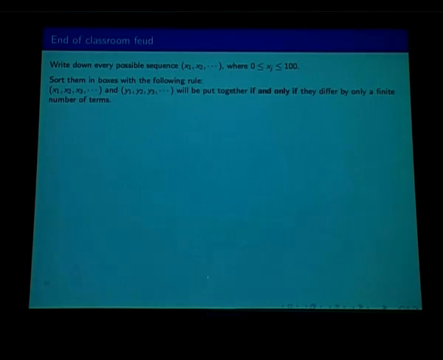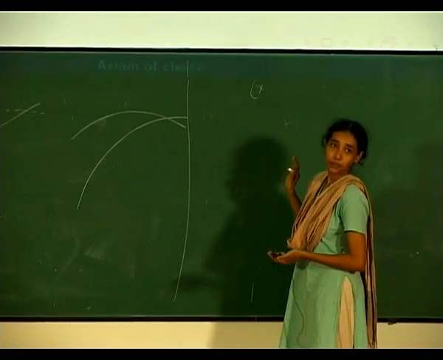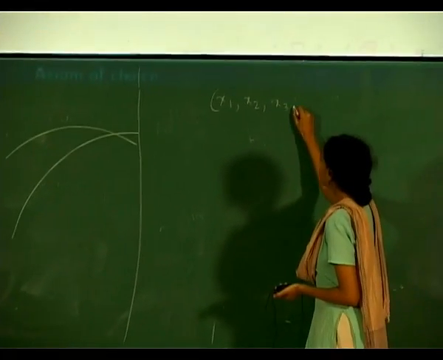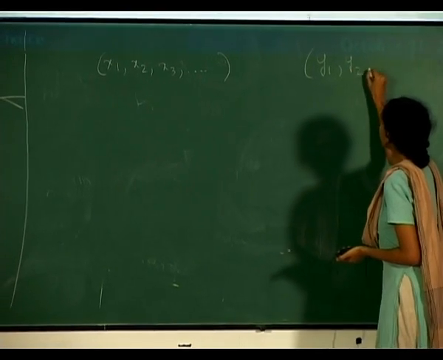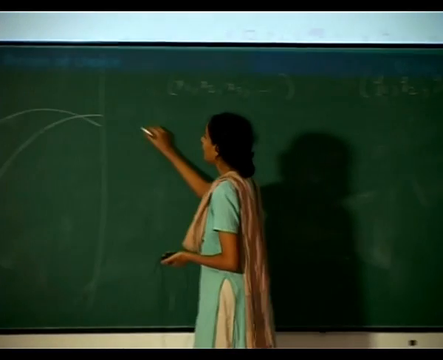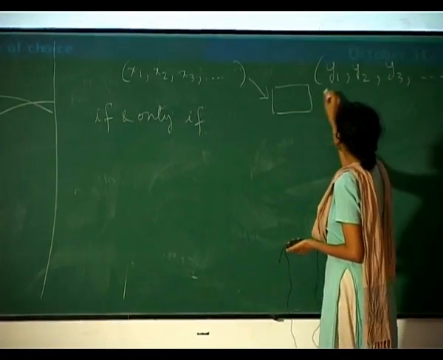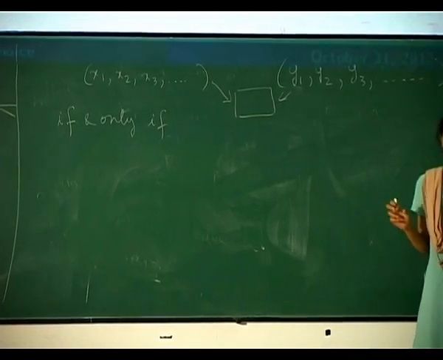They write these sequences on sheets of paper. Okay, not very small because it's an infinite sequence. They write them on big sheets of paper, and now they sort those pieces of paper into shoe boxes. There are infinitely many students, so they have infinitely many shoes, so they have infinitely many shoe boxes. They sort them with a certain rule. Two infinite sequences will go into the same box if and only if they differ by only finitely many terms.